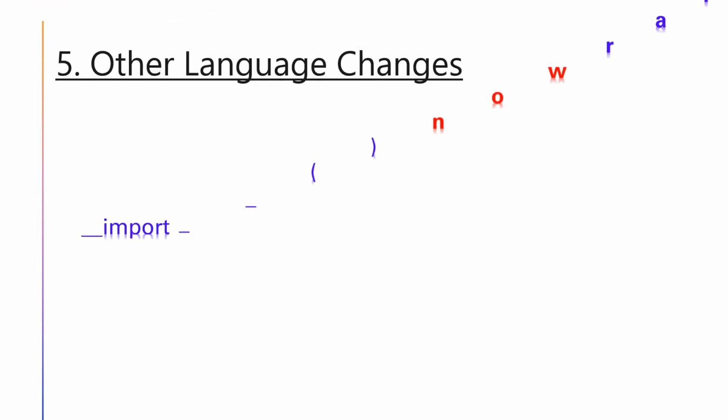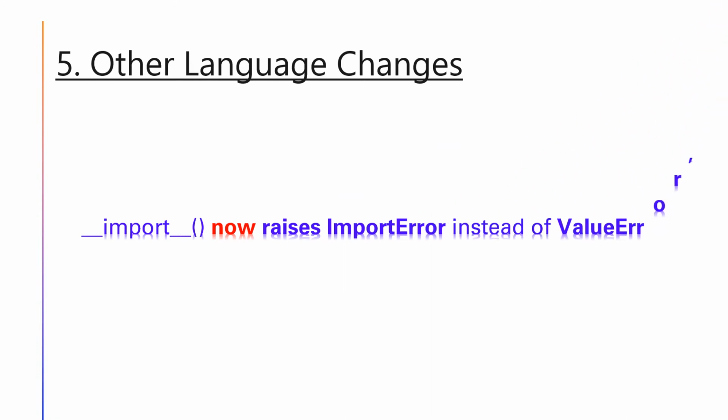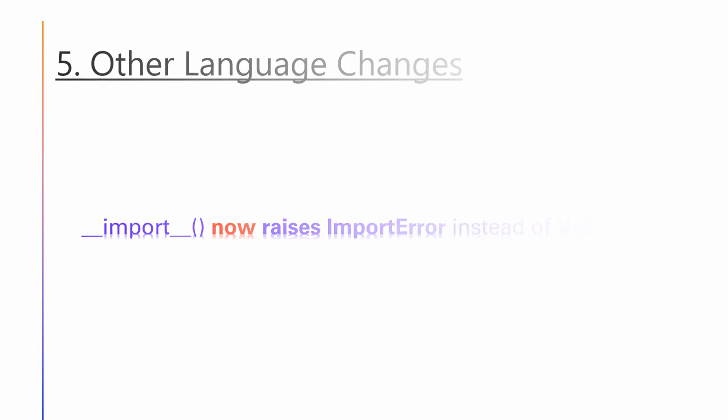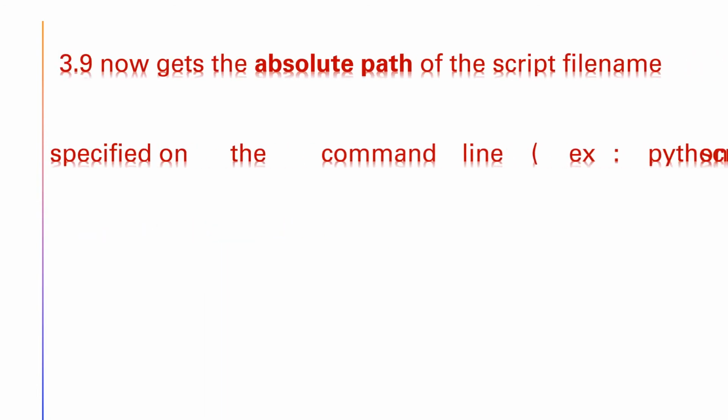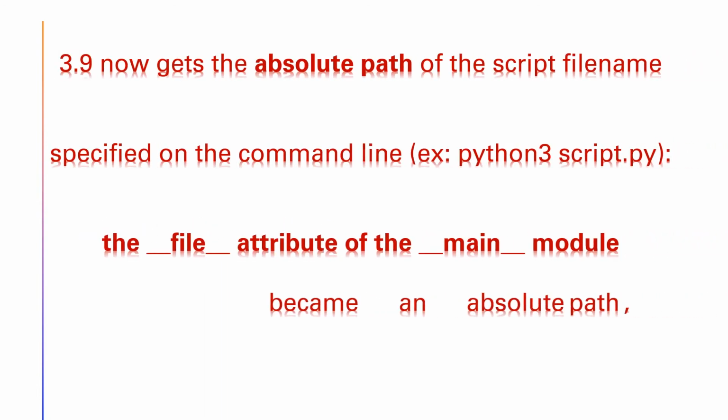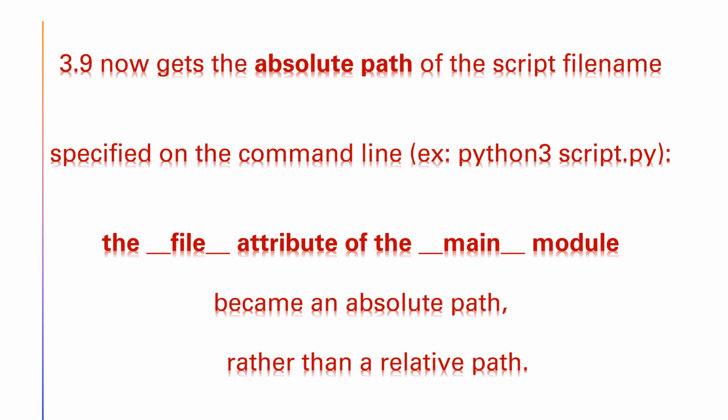Other language changes, like the import function now raises ImportError instead of ValueError. Python 3.9 now gets the absolute path of the script file name specified on the command line, like python3 script.py. The __file__ attribute of the __main__ module became an absolute path, rather than a relative path.